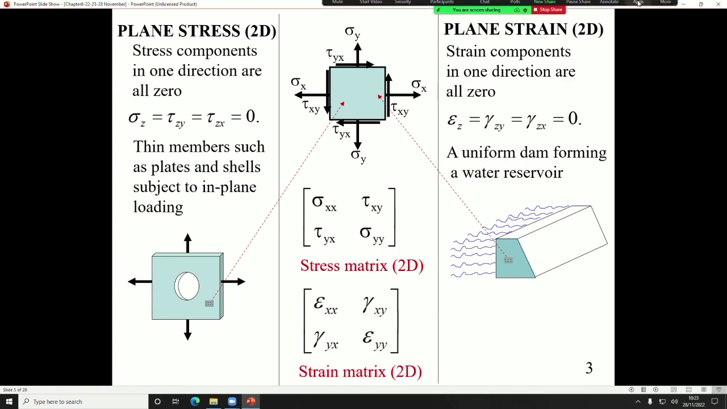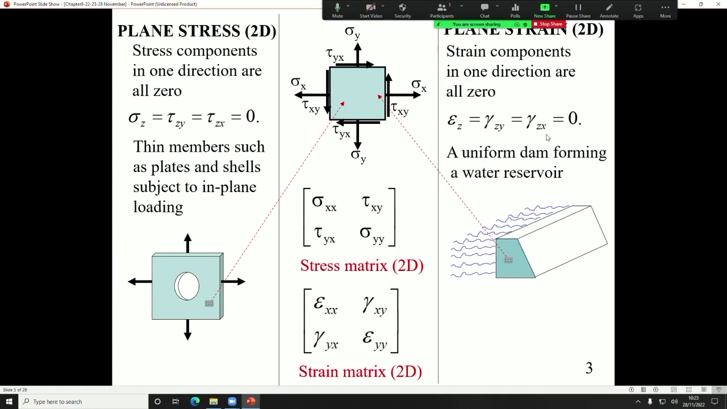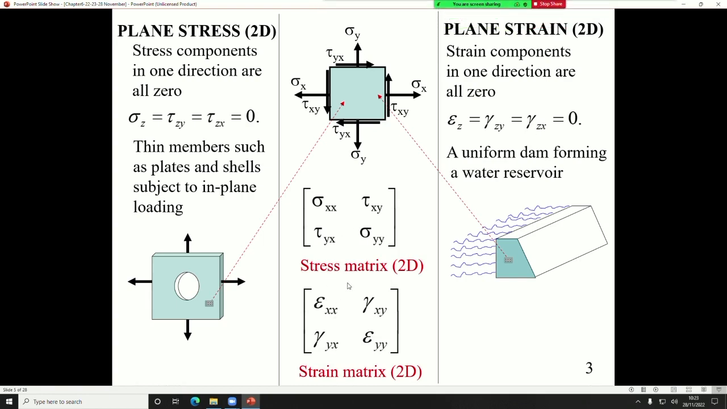Now, for planar strain problems, sigma z exists. We don't write it in the matrix, sigma z exists, but it's not an independent value. This is something you're going to deal with next year in your Structures 3. So are there any questions on slide 3?